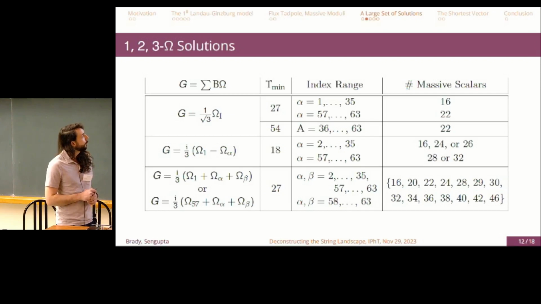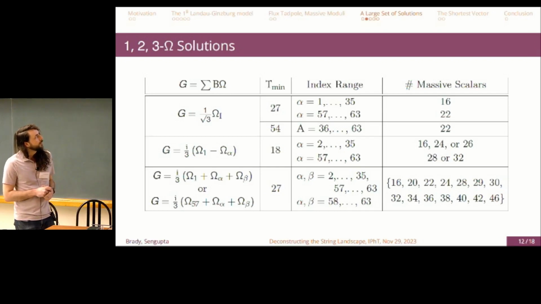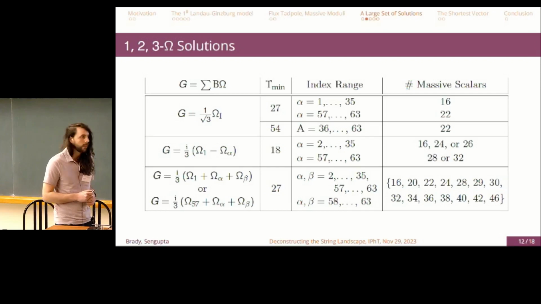So for the 1, 2, and 3 omega solutions, on the left here is the form of the flux, appropriately normalized with the correct coefficient for quantization. We find the minimum tadpole value for 1 omega is 27, and this is just the enumerated list of complex structure moduli that we established beforehand.